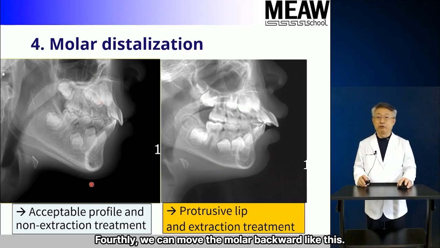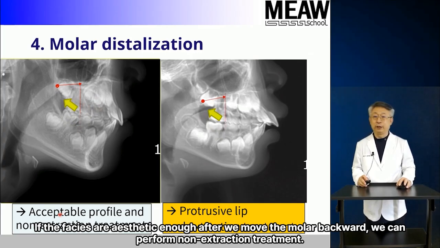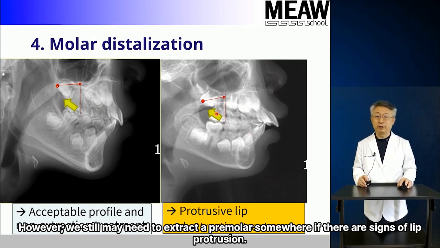Fourthly, we can move the molar backward like this. If the facies are aesthetic enough after we move the molar backward, we can perform non-extraction treatment. However, we still may need to extract a premolar somewhere if there are signs of lip protrusion.